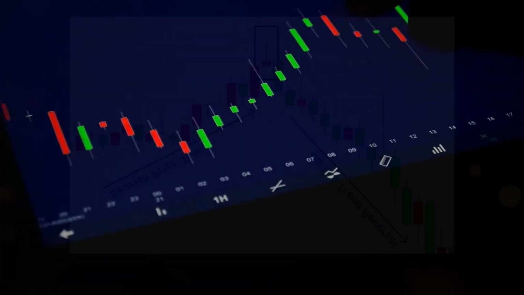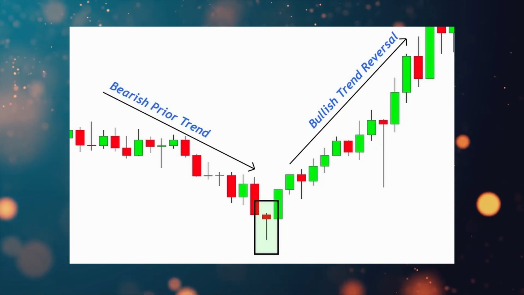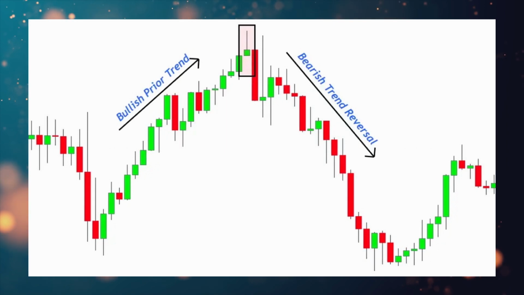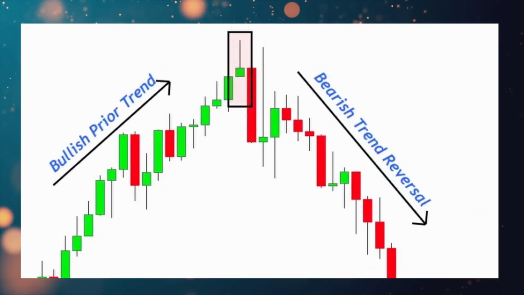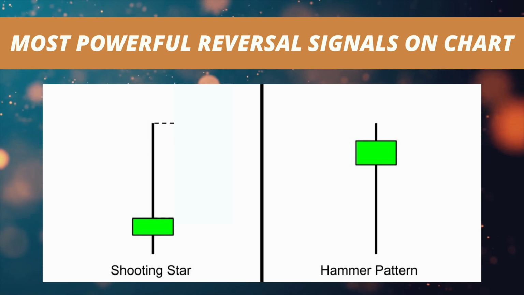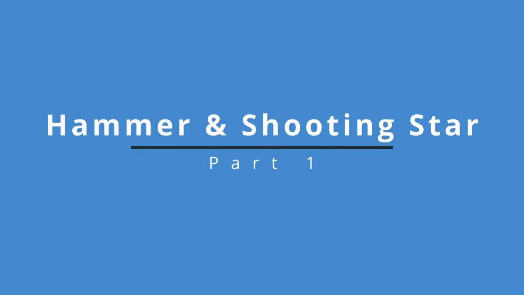In part 1, where I showed bullish reversals, you might have seen a common candle which looks like this. This is called a hammer. And in part 2, where I showed bearish reversals, you might have seen a common candle which looks like this. This is called a shooting star. These two single candlestick patterns are one of the most powerful reversal signals on the charts. Part 1, Hammer and Shooting Star.